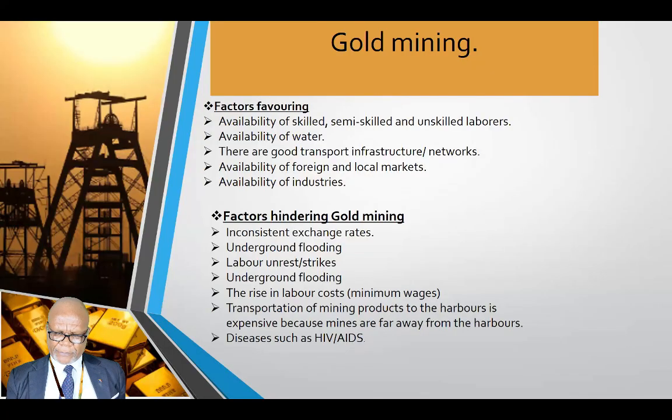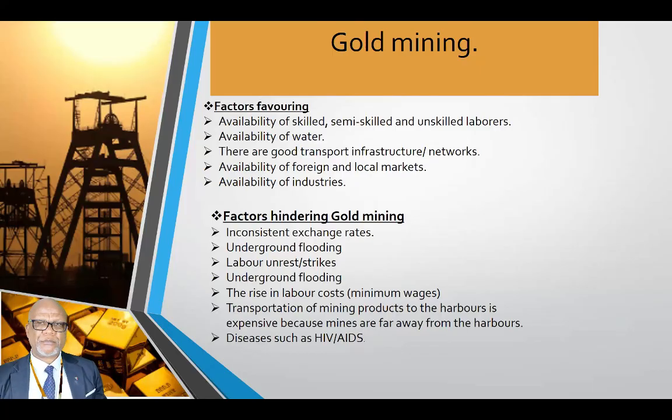What are the factors that favor industrial development in South Africa? It is availability of water, availability of labor, availability of electricity, good transport network, and availability of the market. So these are the factors that favor industrial development in South Africa. Now, this is the map that is showing industries.